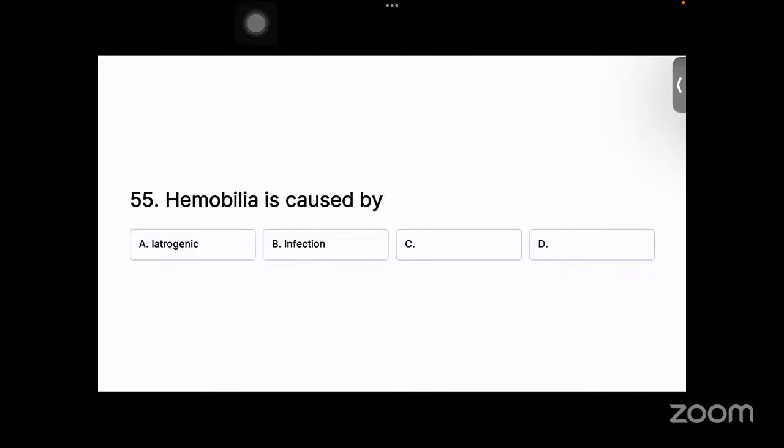Hopefully. Next, hemophilia. Iatrogenic is the most common cause, especially secondary to liver biopsy.